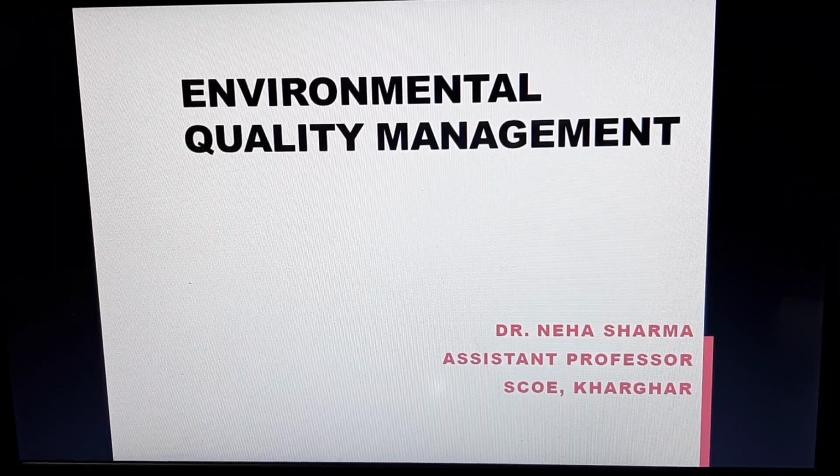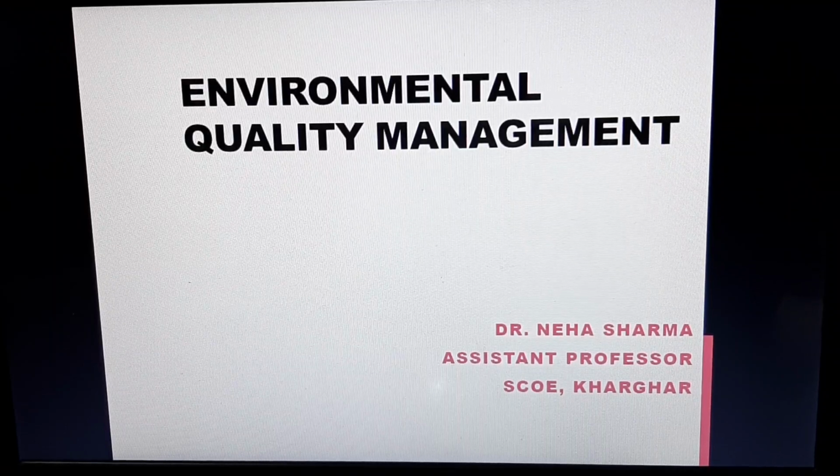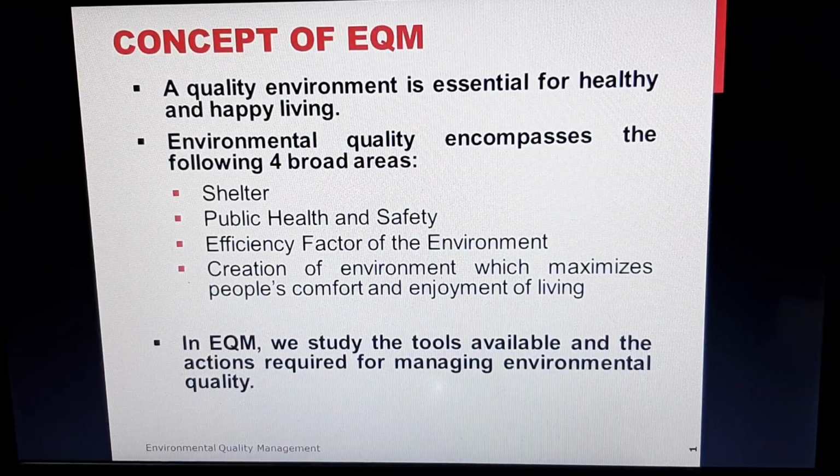Hello students. Today we will try to understand what is environmental quality management. Now let us first understand the concept. We all know that a quality environment is very important for us to survive in. A quality environment is very essential for a healthy and happy living.